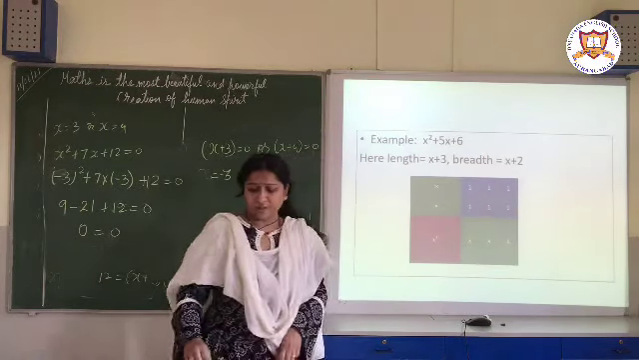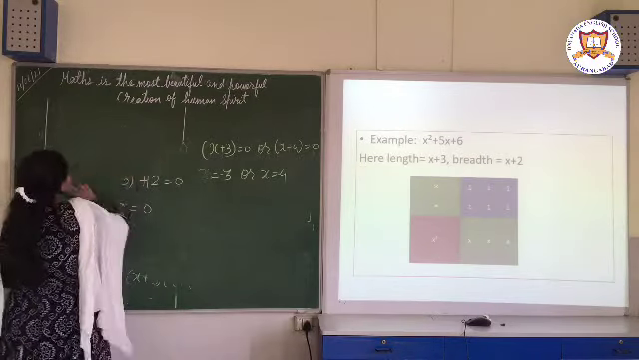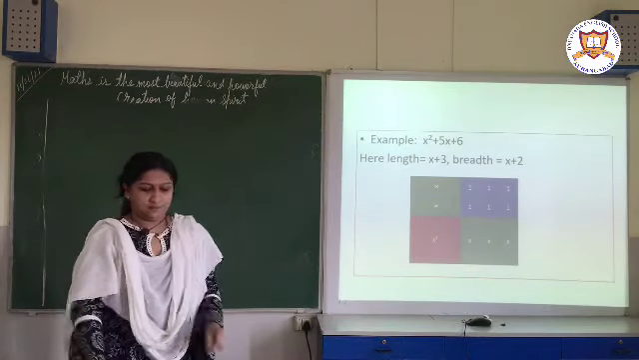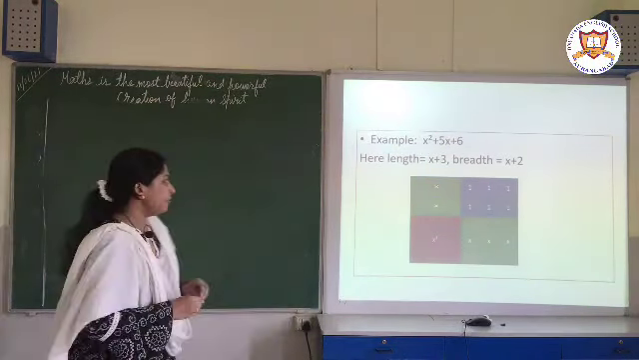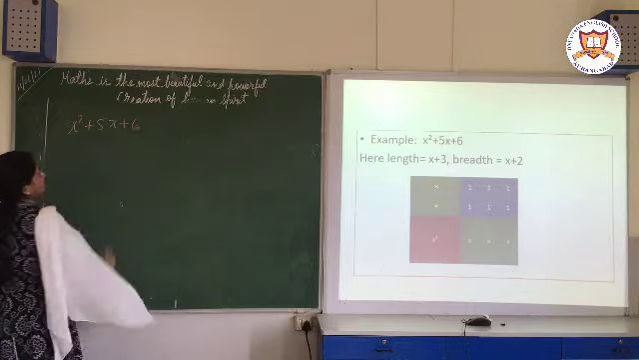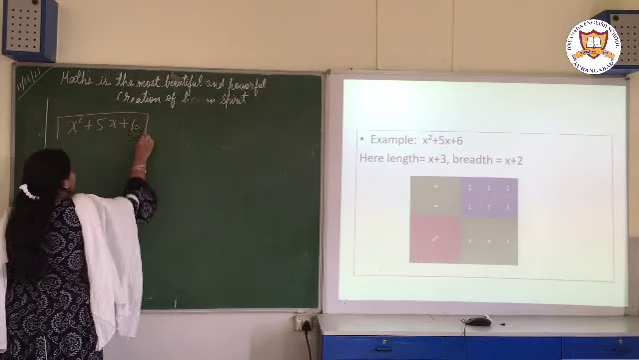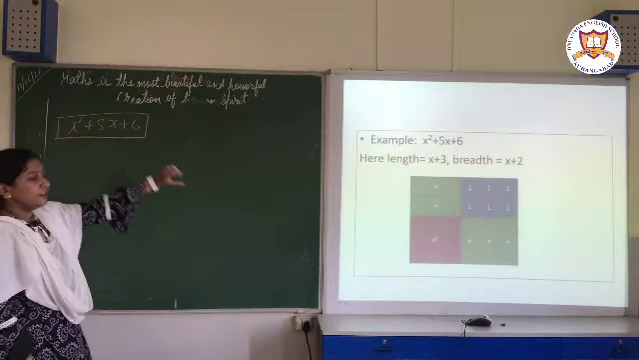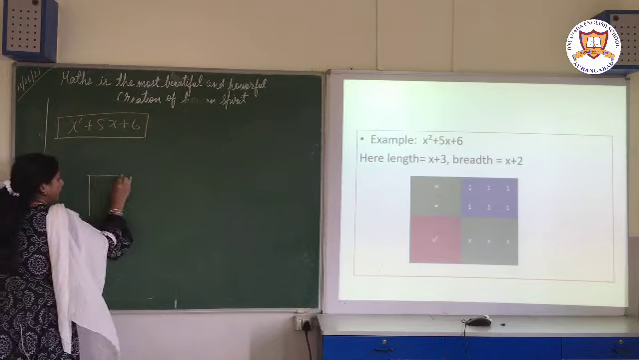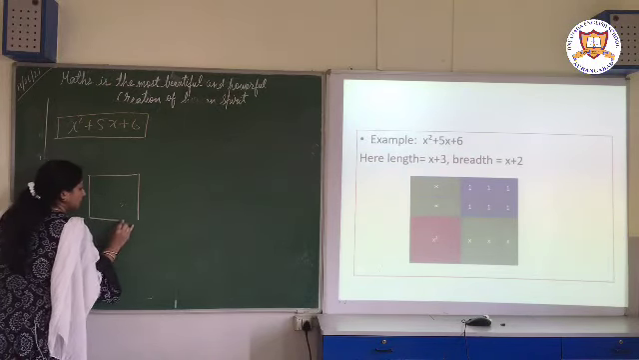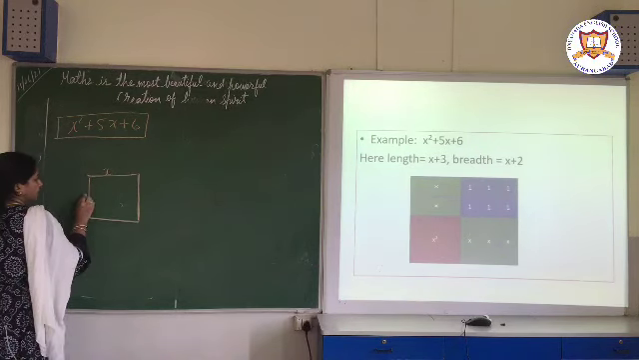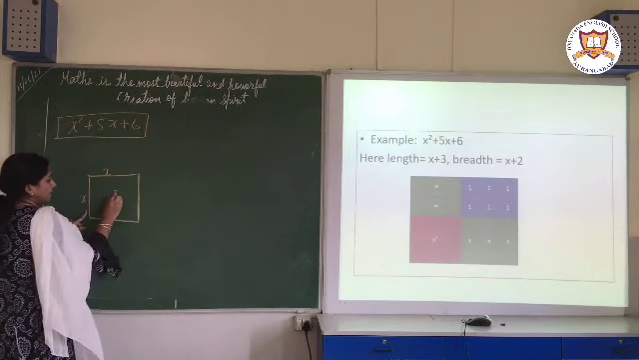Now we have been given an example, x square plus 5x plus 6. Now how can you represent this quadratic equation in this form? For that, students, since we have taken one square shaped card whose length is x, and as we know x into x is x square.